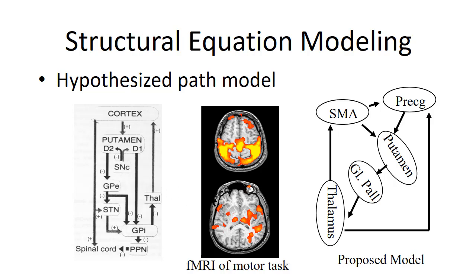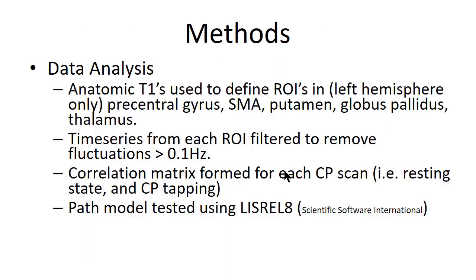And if we look at the model, we can pretty easily identify these 5 regions of this cortical subcortical motor network. So consequently, we can construct from Grafton and DeLong's more complicated model a simpler model that we can use to test our resting state functional connectivity data. What we do is define the ROIs, do the temporal filtering, and then form a correlation matrix for each of the regions.